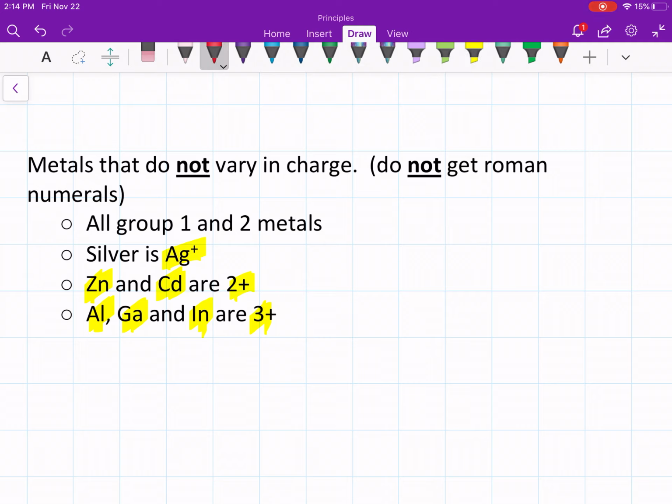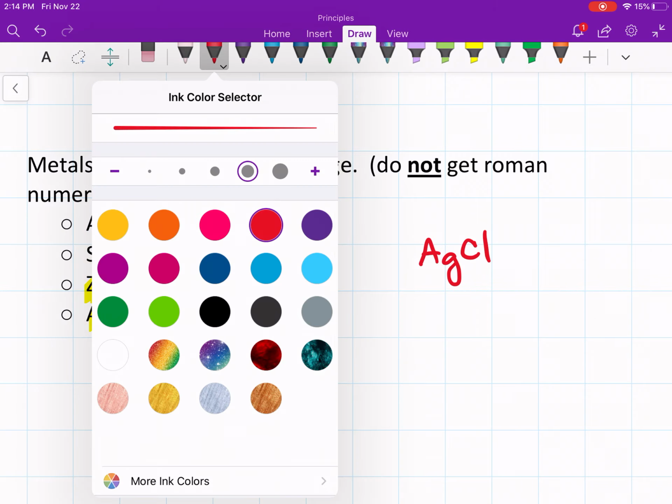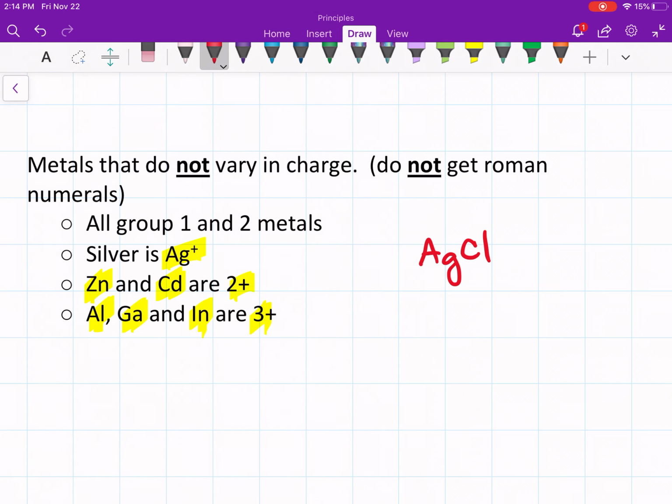So for example, if I gave you the formula AgCl, this is silver with a 1+ charge, but I don't put that in the name because silver always has a 1+ charge. So you would just call this silver chloride because silver is always +1. All right, so we don't include a Roman numeral.